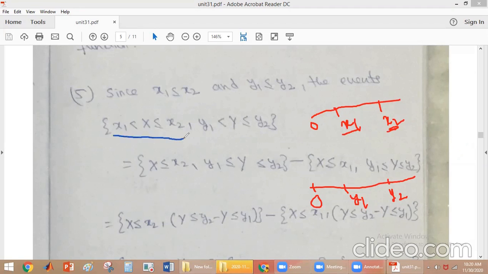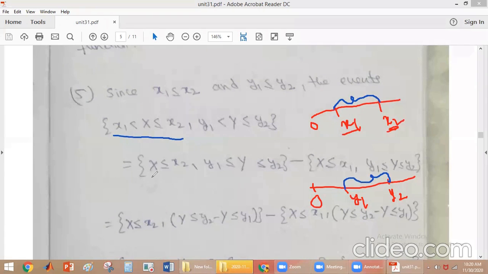x1 less than x less than or equal to x2. What is the range we are interested in? We are interested in x1 less than x less than or equal to x2, and the range of y is y1 less than y less than or equal to y2. This is the range of x1 and x2. How do you get this range here?